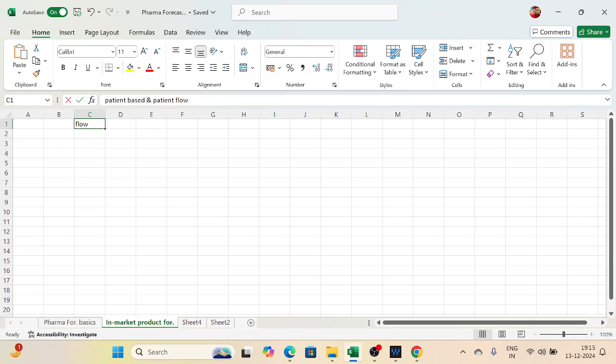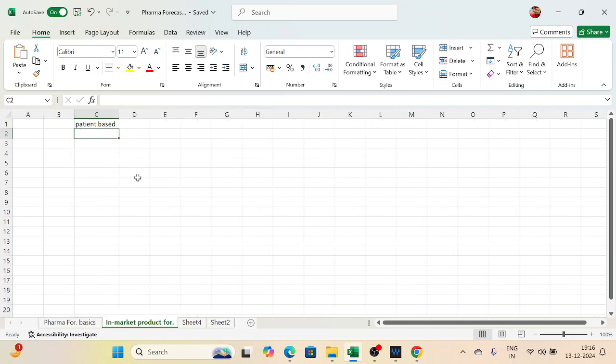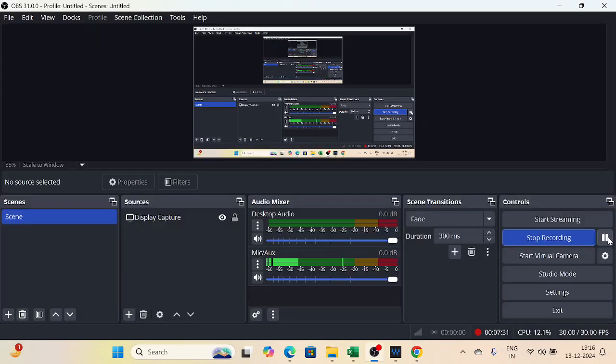So firstly, let's go to the patient-based model. We don't perform patient flow model as such. It's very difficult to make a patient flow model in Excel. I will let you know why. Just give me a second.